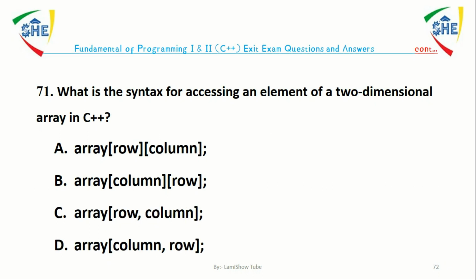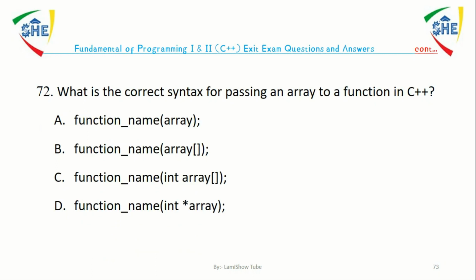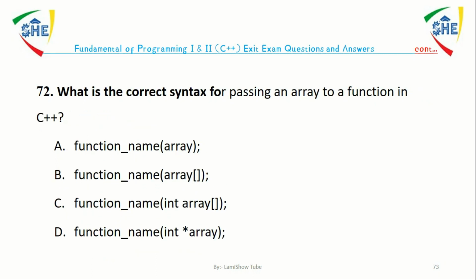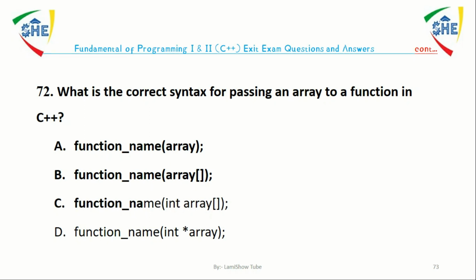The answer is A. The syntax for accessing an element of a two-dimensional array in C++ is array, then square bracket row, then square bracket column. Question number 72. What is the correct syntax for passing an array to a function in C++? The answer is D. The correct syntax for passing an array to a function in C++ is function name, then in the brackets, int, then asterisk array.